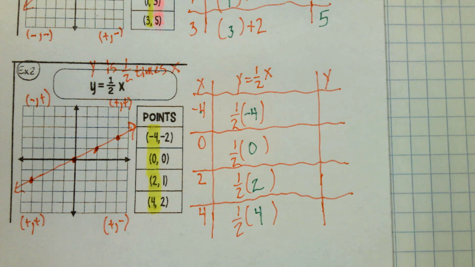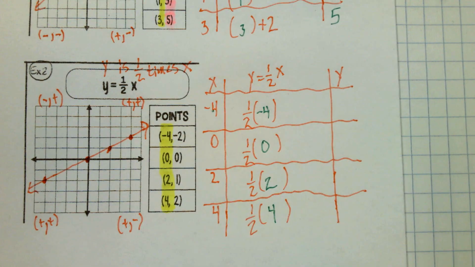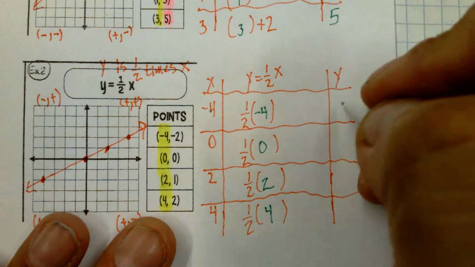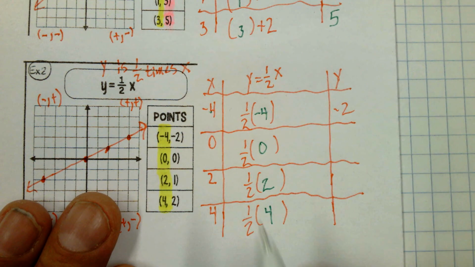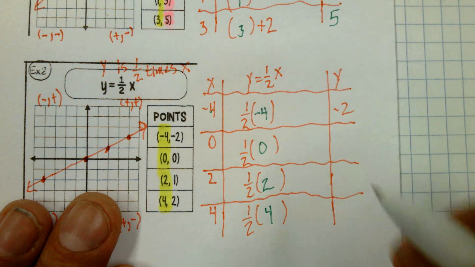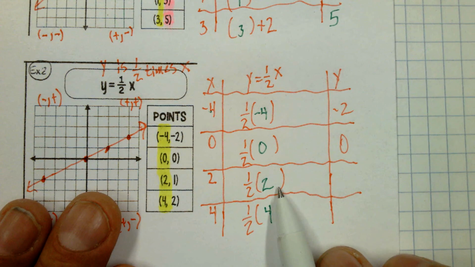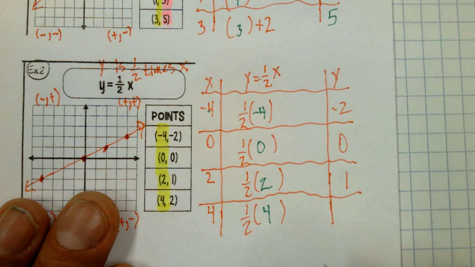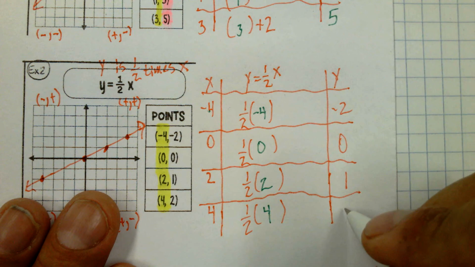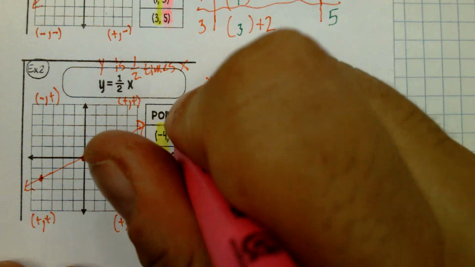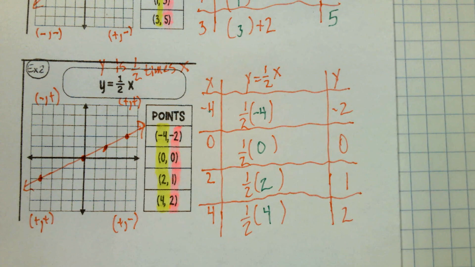All right, let's see here. So this is saying 1/2 times negative 4. Of is another way to say multiplying, right? So what's half of negative 4? Negative 2. Lo and behold, we should get negative 2. What's half of 0? 0. And lo and behold, we should get 0. What's half of 2? And we should get 1. And again, half of positive 4 is 2. And that's what we should get. Okay. Any questions? All right.